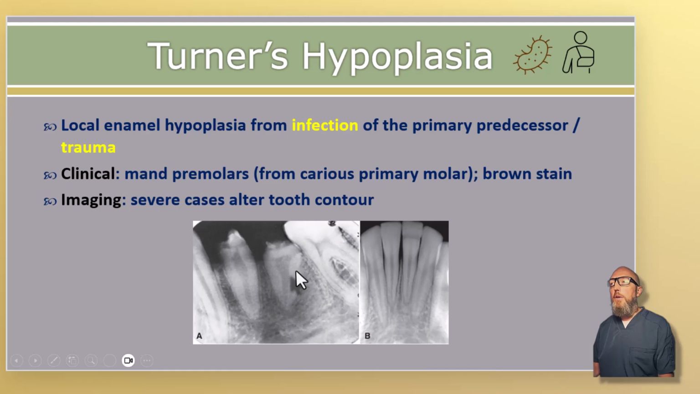On imaging, it'll just look like a dense layer, an outpouching of enamel that's superimposed on the crown, as we see here. No sound effect for this one, but Turner's hypoplasia is just a localized enamel hypoplasia from infection of a deciduous tooth, the primary predecessor. Sometimes trauma can cause it, so infection or trauma, that's why we have these two graphics here. And really, it can occur anywhere. As you see, it affects both the premolar and molar here, the incisor here.